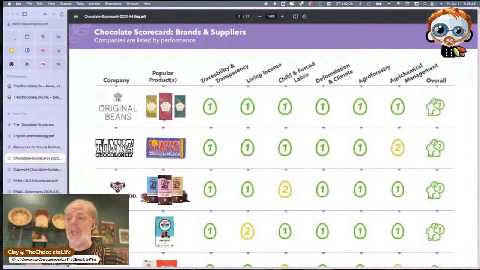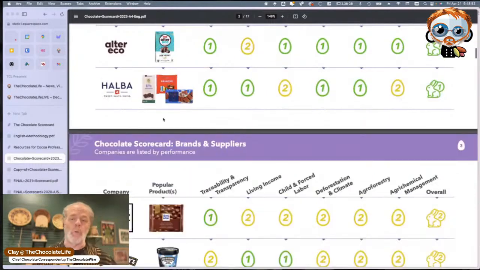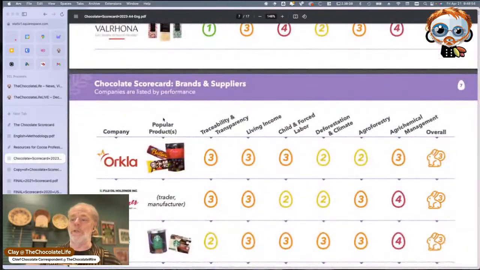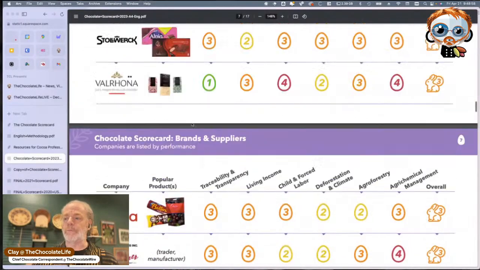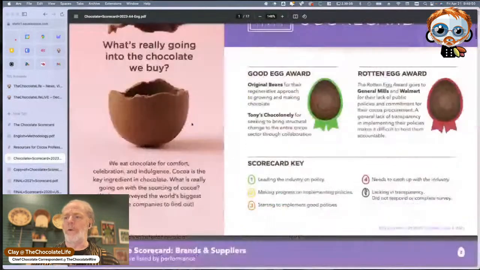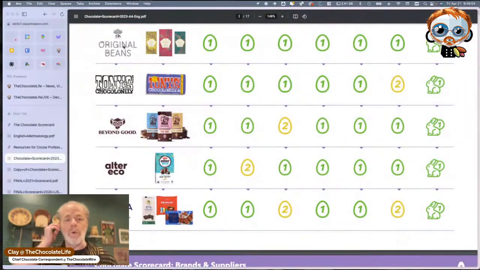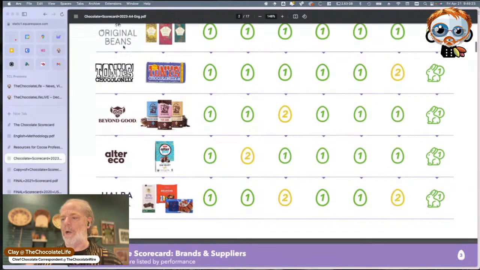Very, very key. I'm now past the page where the Green Egg Awards and the Rotten Egg Award winners are. And so in this particular case, for Original Beans, I would have the Good Egg Award winner right here where it could be seen, right? So people could go, oh, not only were they the number one position, but the number one position means Green Egg Award, right? That's a good thing. Just a way to help people use these charts and understand what it is that's going on.